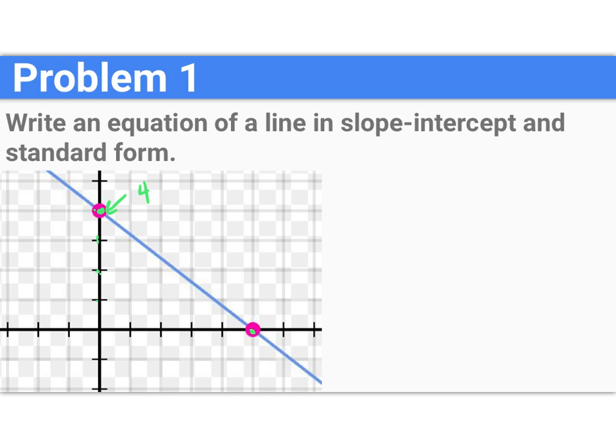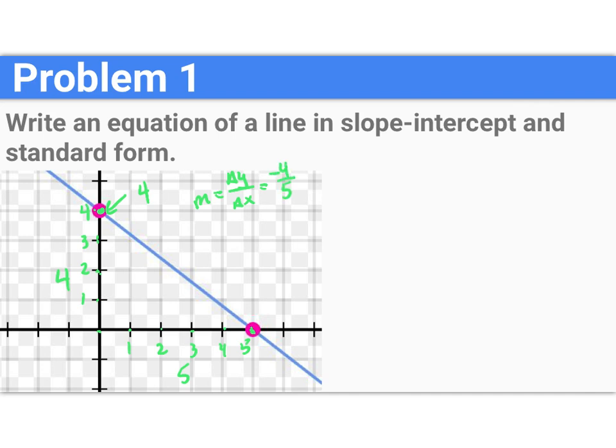So 1, 2, 3, 4 is our change in y. 1, 2, 3, 4, 5. So let's count. 1, 2, 3, 4, 5 is our change in x. The slope of a line is your change in y divided by your change in x. This line is going down from left to right, so we have -4/5.